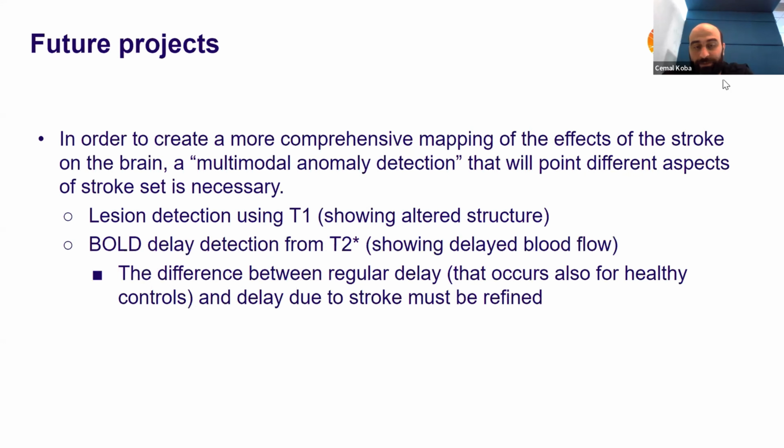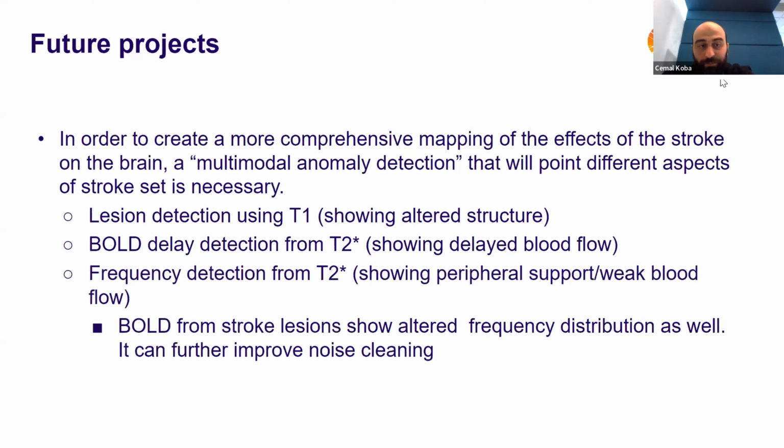And blood delay detection from functional MRIs, which we applied for this study as well. They show the areas that have delayed blood flow, but there is not a clear distinction between the blood flow delays due to the regular temporal differences or due to the stroke lesion. So there is this lack of refinement between these two.